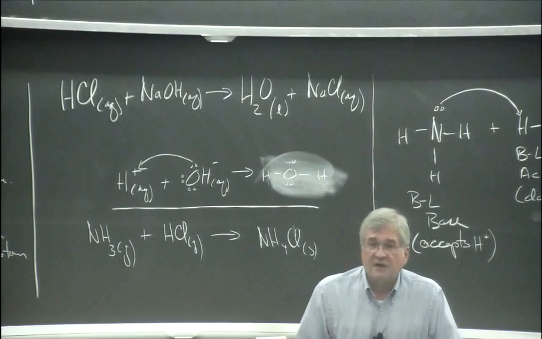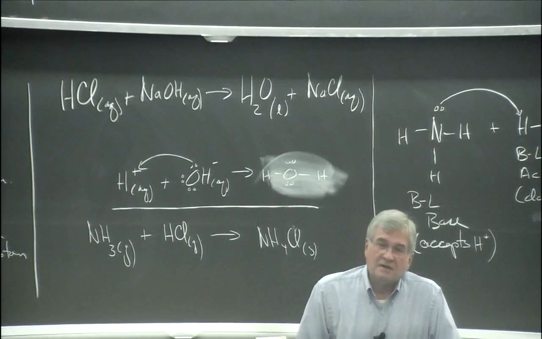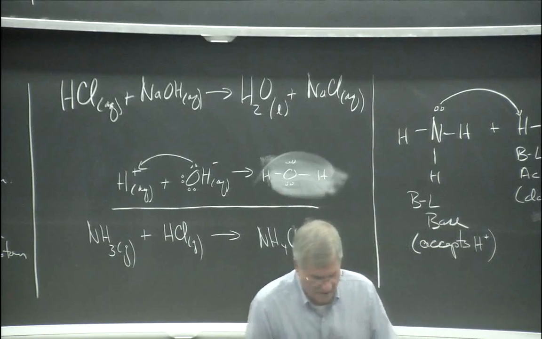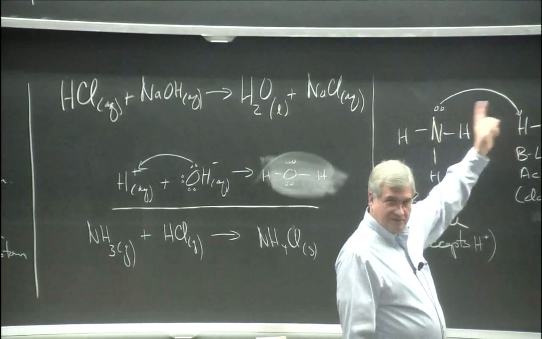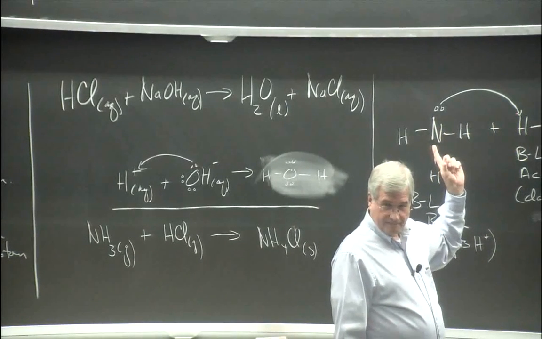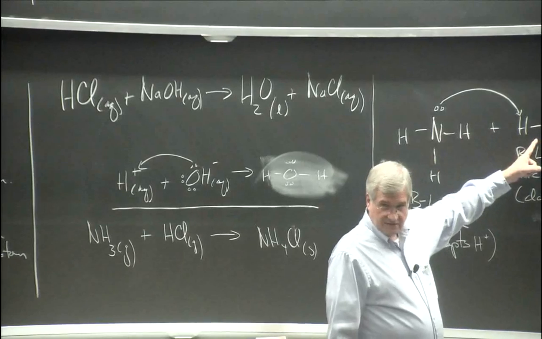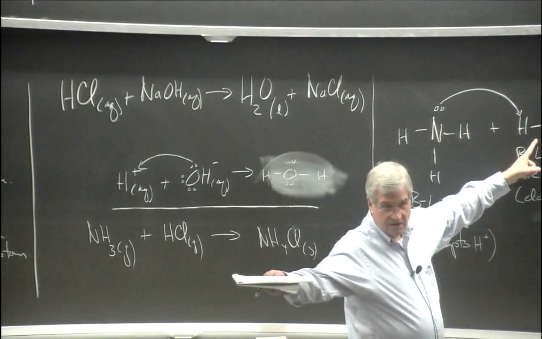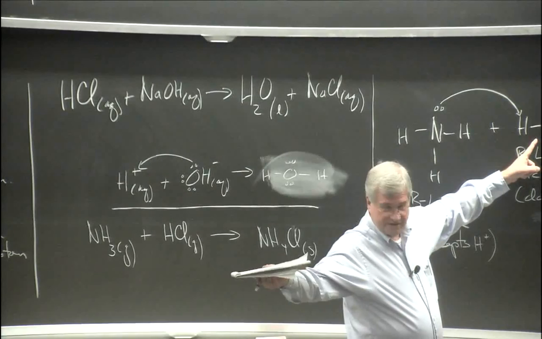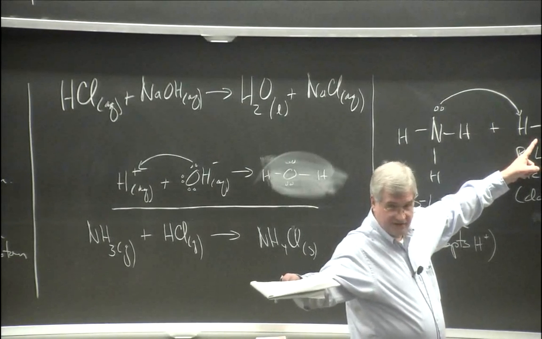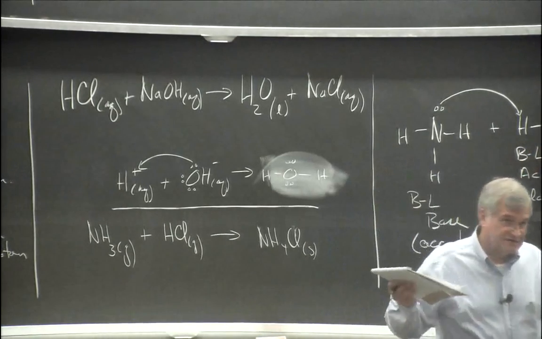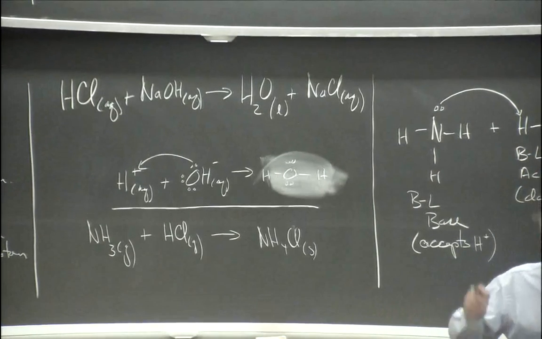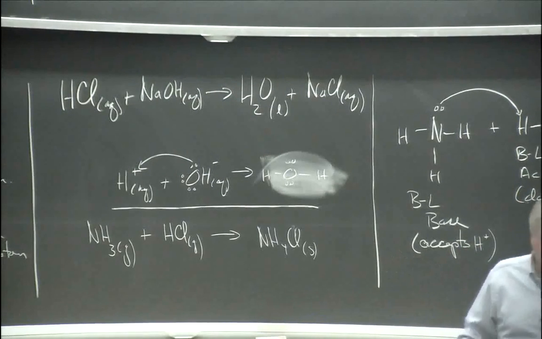Yes, your question? I'm sorry, Steve. It's accepting it. It's basically ripping it off. So why does it say donate? The HCl is donating. It has the hydrogen proton. The proton is basically going to be available because of that molecule. Is that a better way to put it? Yeah. It makes the proton available. The standard definition, they always say donate and accept. So just to get those down.